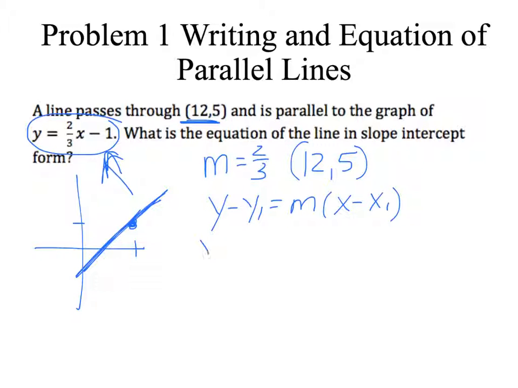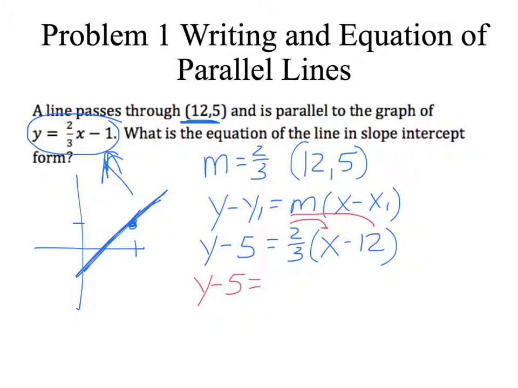So we're going to do y minus our y value, which is 5, equals 2/3 times (x minus our x value, which is 12). Now be very careful, because it says what's the equation of the line in slope-intercept form. So we have to write this equation in slope-intercept form. We're going to distribute here. So we still have y minus 5, equals 2/3 times x is 2/3 x.